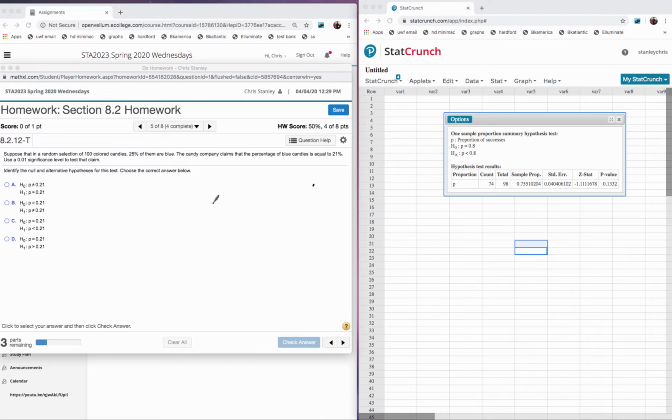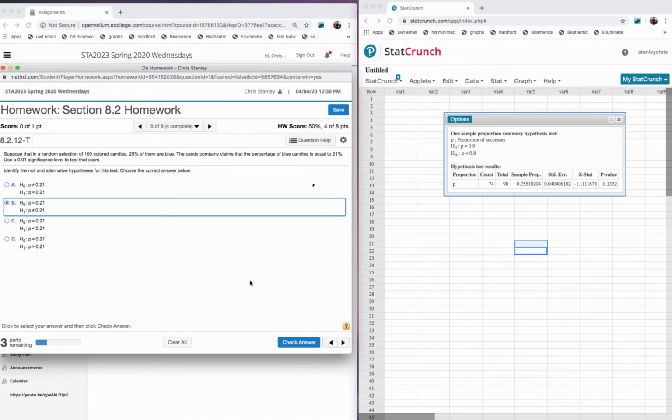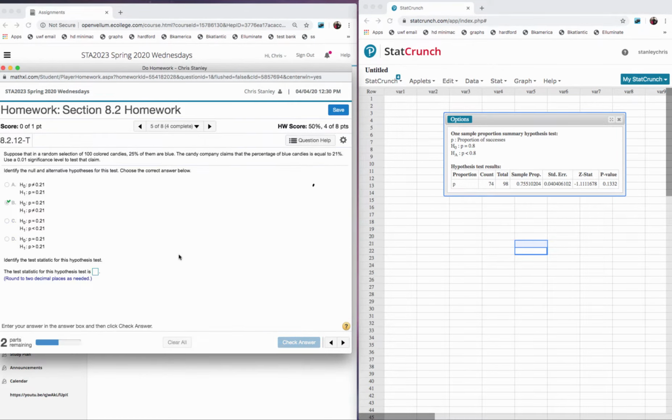Okay, so the null, alternative. So claims is equal to 21. So their claim is that it's equal to, so that's going to go into your null hypothesis, which is your H0. So it's either going to be one of these three, and nowhere does it say less than or greater than, so it's going to be a two-sided, two-tailed test.